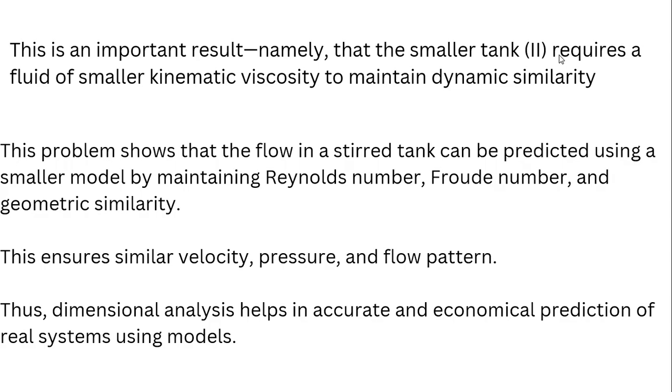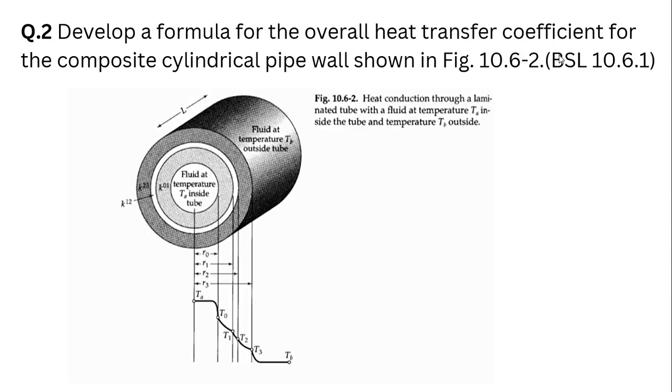And as we can see, this problem showed that the flow in a stirred tank can be predicted using a smaller model by maintaining Reynolds number, Froude number and geometrical similarity. This ensures similar velocity, pressure and flow pattern. This dimensional analysis helps in accurate and economical prediction of the real system using a model. So let's discuss the second problem.